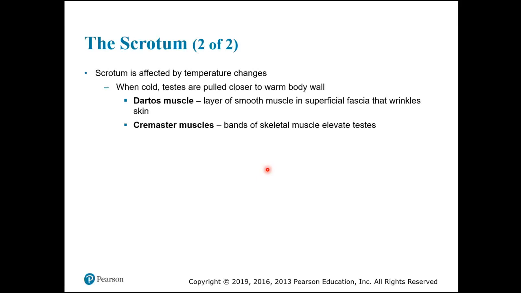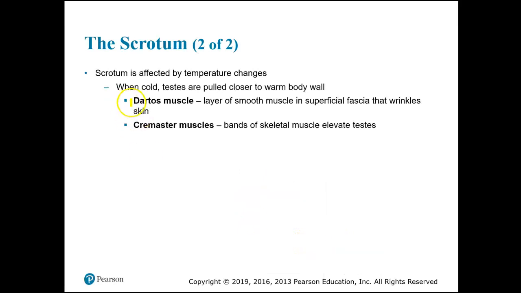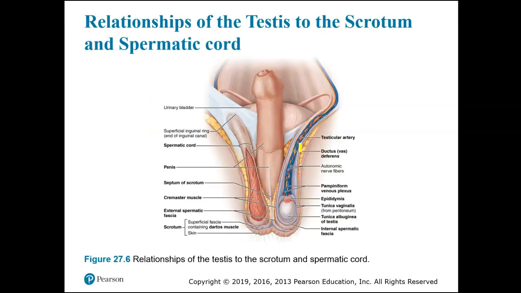Now, there are two muscles associated with the testes. They are called the dartos muscle and the cremaster muscle. The dartos muscle is a layer of smooth muscle that wrinkles the skin of the testes when the testes are cold, like if the man goes swimming in cold water or if it's just cold outside. The cremaster muscles are skeletal muscle that will elevate the testes when it's cold. Both of these muscles have the purpose of keeping the core temperature low in the testes.